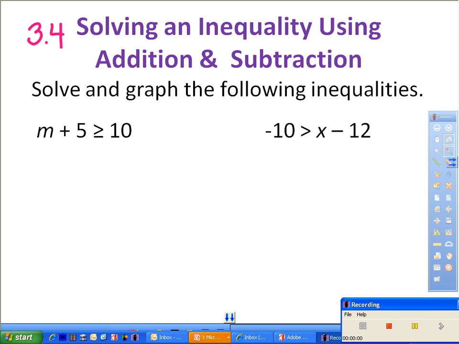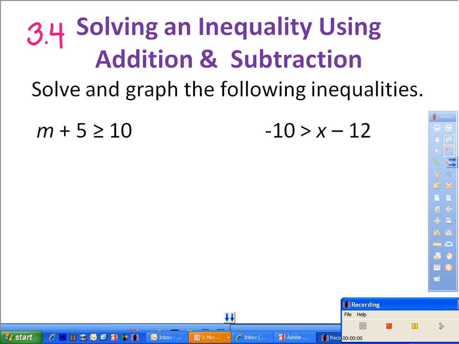In Lesson 3.4, we learned how to solve an inequality using addition and subtraction. It's very much like solving an equation using addition and subtraction. The only thing that's different is instead of an equal sign, we have an inequality symbol. If we look at the inequality on the left, m plus 5 is greater than or equal to 10.